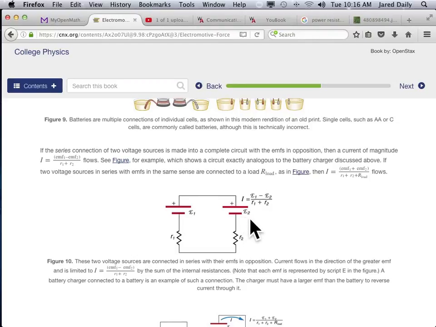Because this battery here just increases voltage. It doesn't do anything else. It doesn't branch the current off anywhere. So these behave as if they're in parallel.